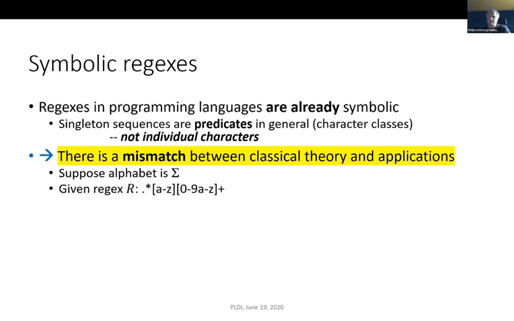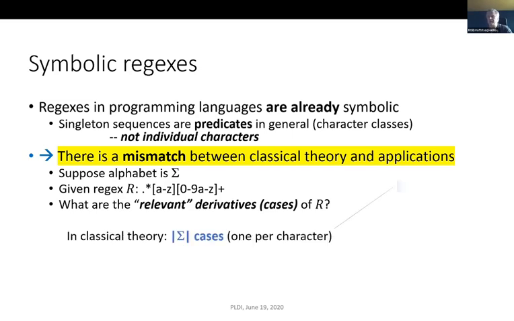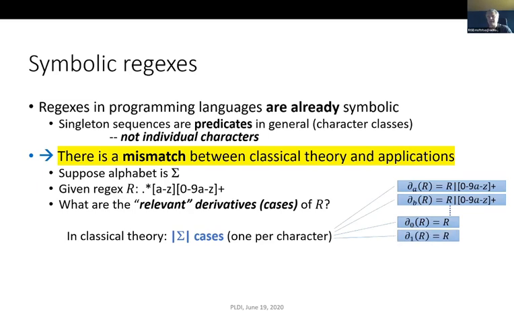So if you look at the regex like R below, then one of the questions that arises in analyzing this regex is what are its derivatives? And derivatives are essentially cases of interest so that you can analyze and explore it lazily. In this particular case, if you want a classical answer, there are exactly as many cases as there are characters in the alphabet. In this case, let's say ASCII would be 128 cases, or Unicode, several more.